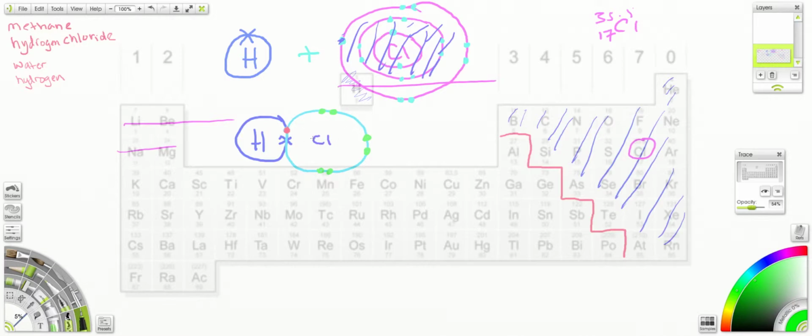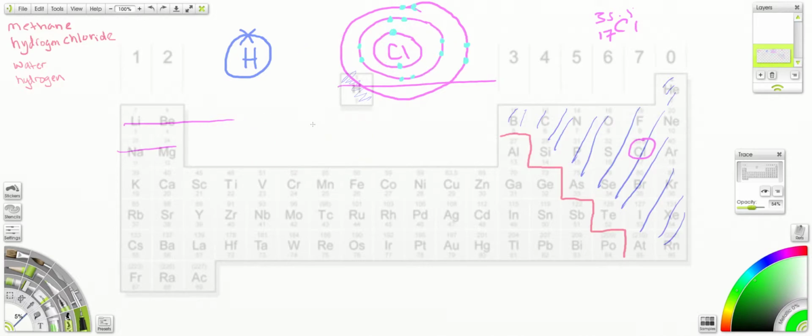Now guys, you must know that you can ignore the inner shell for covalent bonding because the bonding happens on the outer shells. The sharing of electrons happens on the outer shell, so you can ignore the inner shells. I'm not cheating, I'm not being lazy. You need to know that. Okay, so that's HCl done.